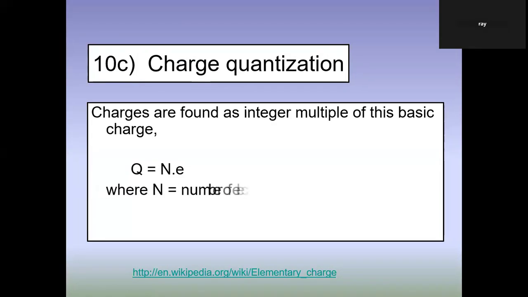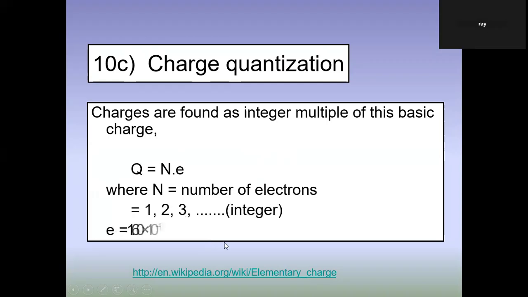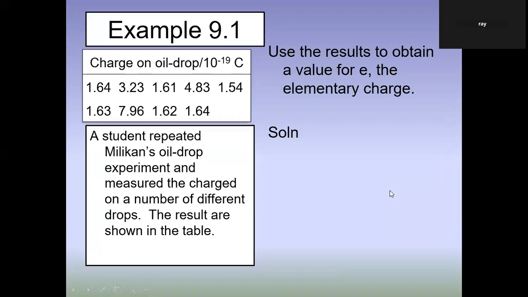Okay. Memorize it. What is quantization? Charges are found in integral multiples of the basic charge, n times e. n is the number of electrons: 1, 2, 3, or it can be 0, an integer. e is 1.6 times 10 to the power minus 19 coulomb. This is done in the oil drop experiment.